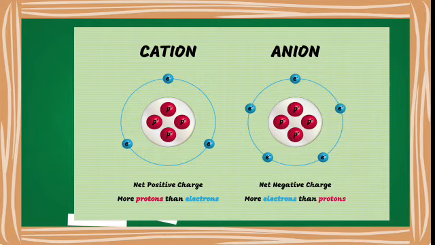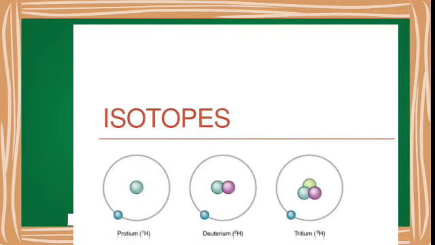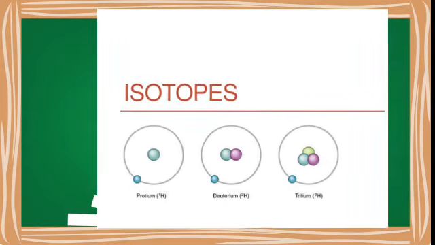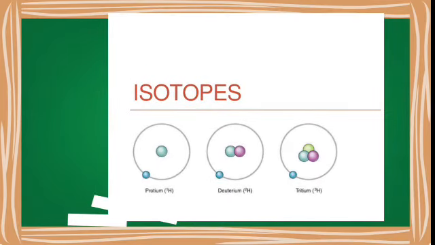Atoms having the same number of protons but different numbers of neutrons are what we call isotopes. The isotopes are identified through their mass number, which is the sum of the number of protons and the number of neutrons in an atom.